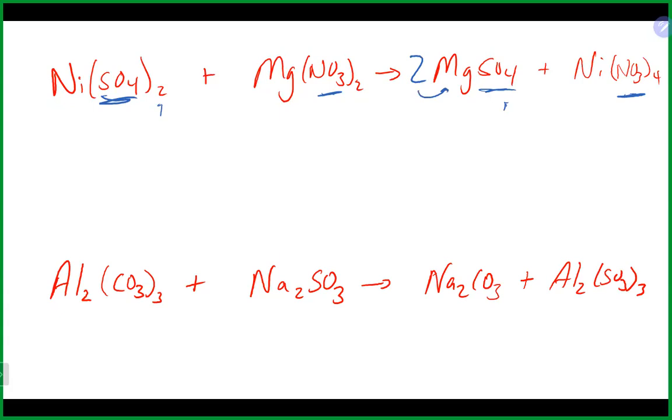So that gave me 2 magnesiums. That means I should go to the other side and put 2 for my magnesium. That gave me my 4 nitrates, which is what I need. And at this point, I'm balanced. And again, it goes a lot quicker, especially if you have polyatomic ions on both sides of the arrow.